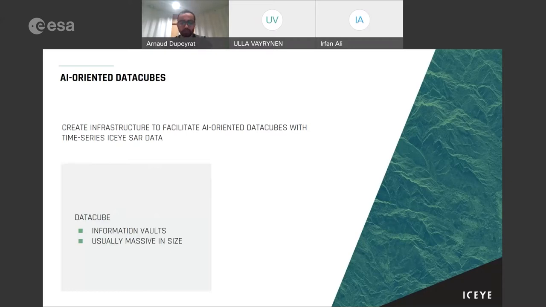As some of you might already know, this was a project that we did in collaboration with ESA, and it was under the AI for SAR project. And the idea was that we want to create an infrastructure that facilitates creating AI-oriented data cubes using multi-temporal and multi-instance angle SAR data. So if you just ponder upon this problem statement, it's quite generic.